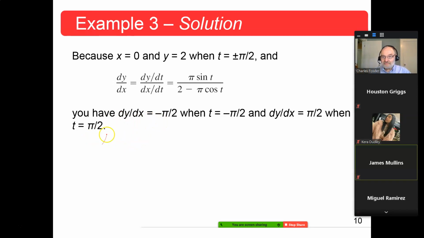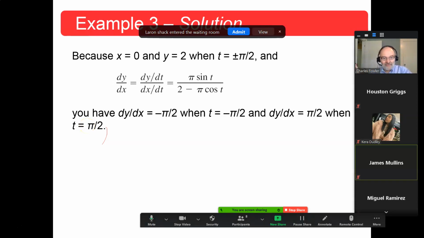That was your derivatives here, just like we got. And you have dy/dx is equal to minus pi halves when t is minus pi halves. Do not expect that to be the case every time. Bizarre, but true. And dy/dx is positive pi halves when t is equal to positive pi halves. Don't expect that always to be the case. This is a rare circumstance that happens to work out that way.